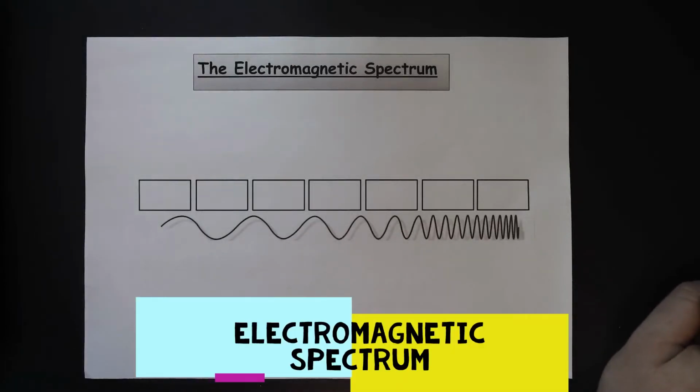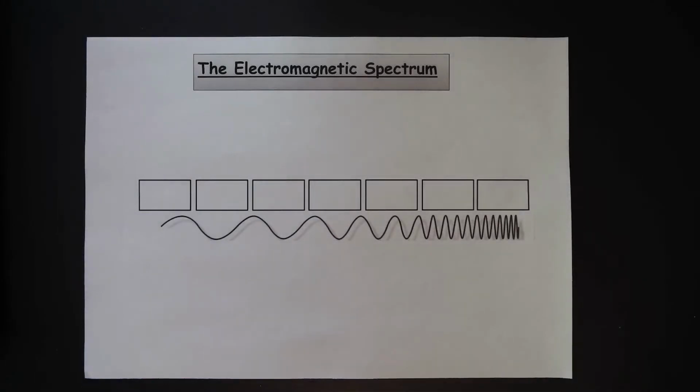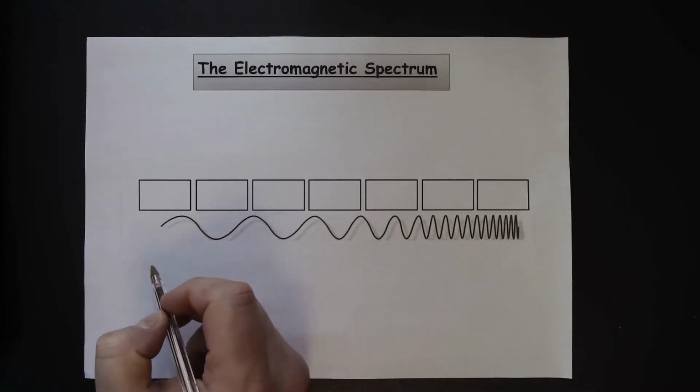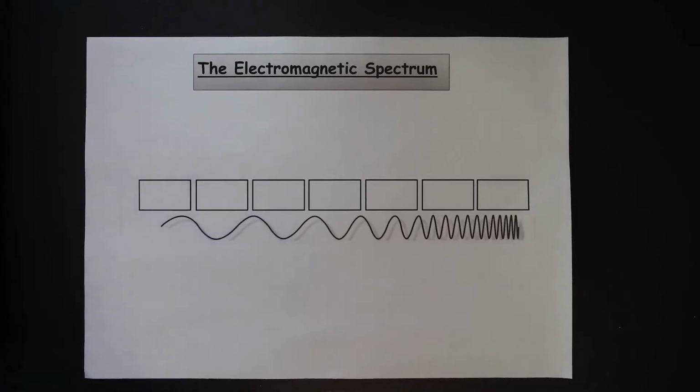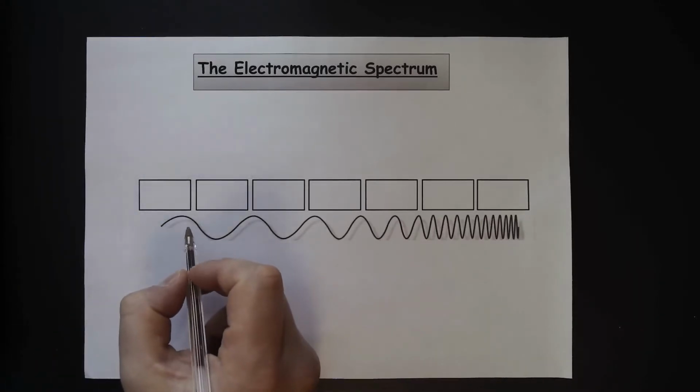Hello everyone, today's lesson is looking at the electromagnetic spectrum. Now, the electromagnetic spectrum is a series of transverse waves that transfer energy from a source to an absorber. The electromagnetic waves form a continuous spectrum which spans a range of frequencies, and what we're going to look at today is the names of these waves and their properties.